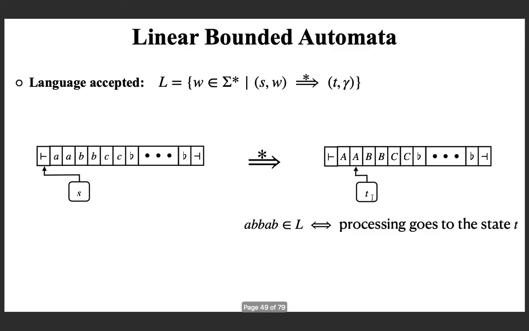More formally, the language L is the set of all input strings w such that if you start your computation on w from the start state, then eventually you will get into the state T with some content on the tape. It doesn't matter what the content is and where the read write head is. So this is the language acceptance criteria for linear bounded automata.